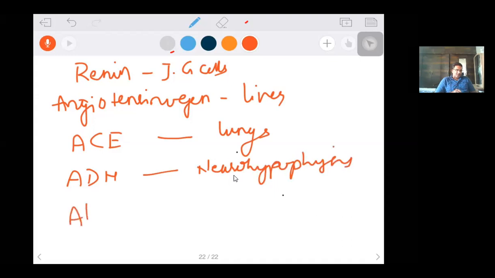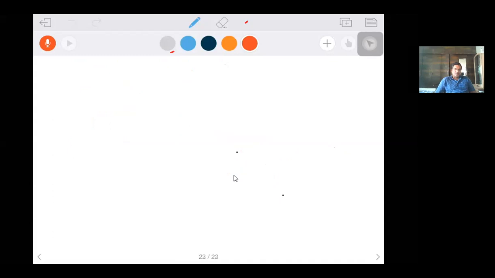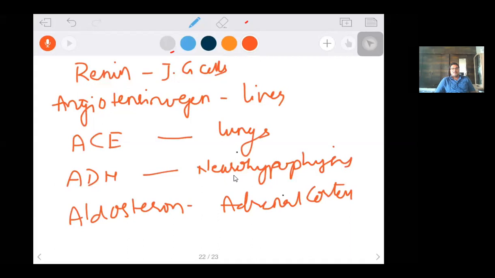Okay. Aldosterone. One more participant is aldosterone, from the adrenal cortex. It is from the cortex portion of the adrenal gland. Next, another participant there is ANF, atrial natriuretic factor, which is released from the heart. So these are all the different parts here.